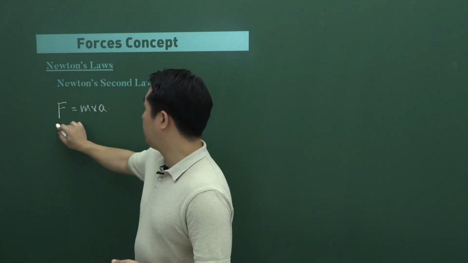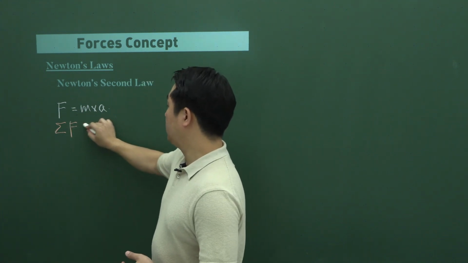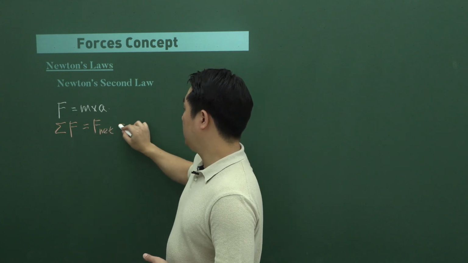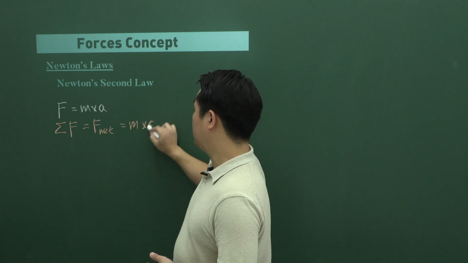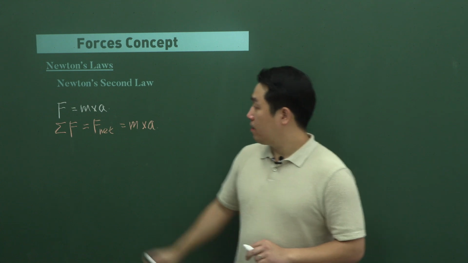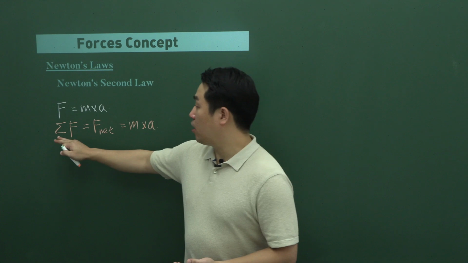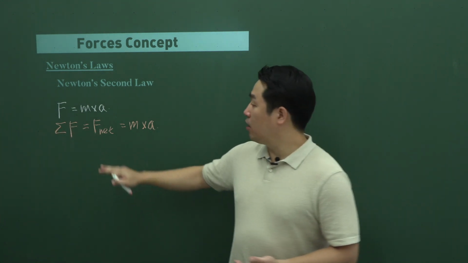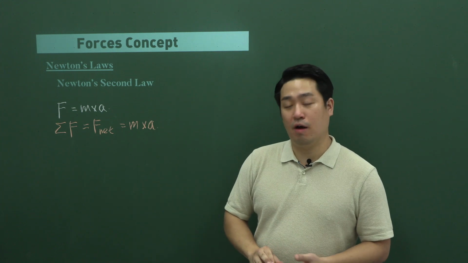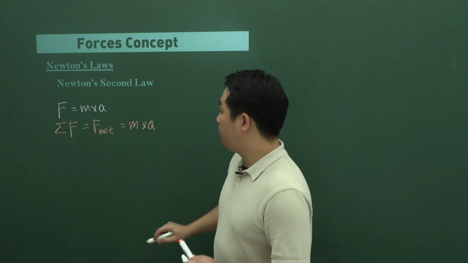And what it looks like is the following: a sigma sign of forces, which is equal to, in other words, the net force, which is equal to mass times acceleration. So the equation itself is pretty simple. The sigma sign represents the summation of forces, meaning you're going to be taking a look at all of the forces acting on an object, and you're looking for the net effect of it, which will result in mass times acceleration of the object.